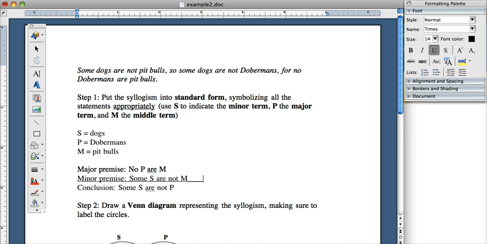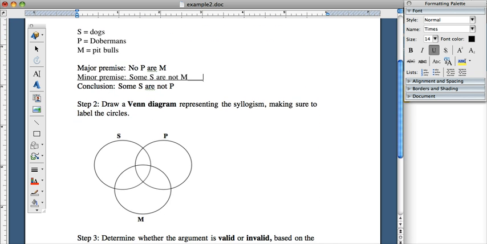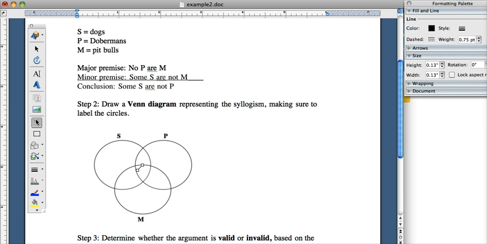Okay, now we're ready to do the Venn diagram. So again, we're going to start with the universal premise, no P are M. So we want to shade in the whole area where P and M overlap. There's nothing there. That's what it says. If there are any P's, well, they're not also M's. In this case, if there are any dogs, then they're not Dobermans. Oh, sorry, they're not pit bulls. If there are any dogs, they're not pit bulls.